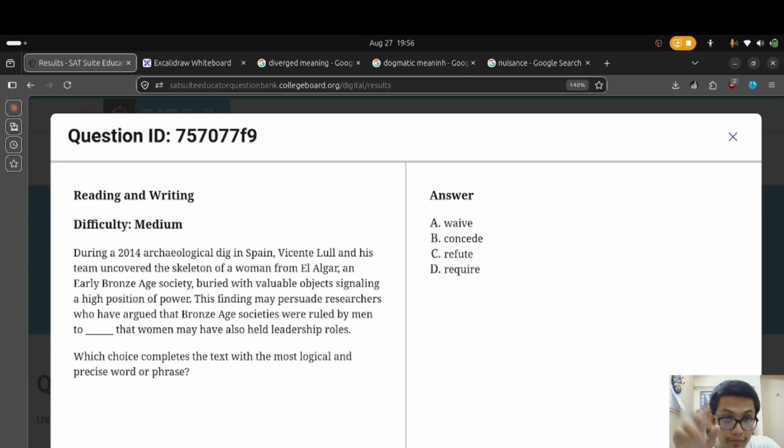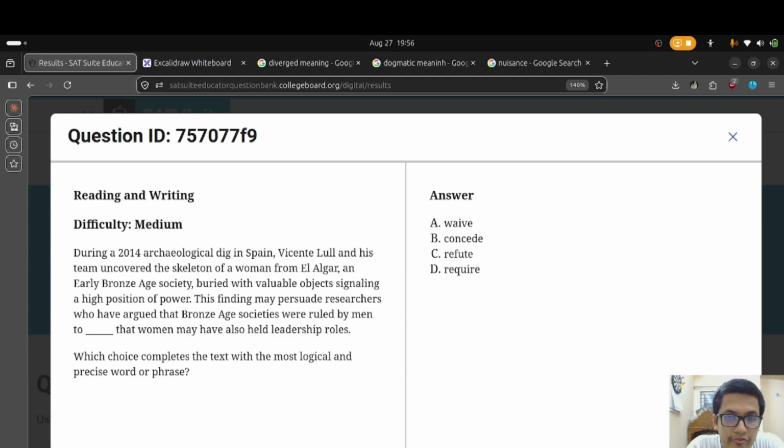Well, try to understand. This finding may persuade researchers who argued that Bronze Age societies were ruled by men to concede. Now, here's a very tricky question. We can make mistakes here. It looks like easy options, but we can make silly mistakes here. So we need to know how to avoid the mistakes.